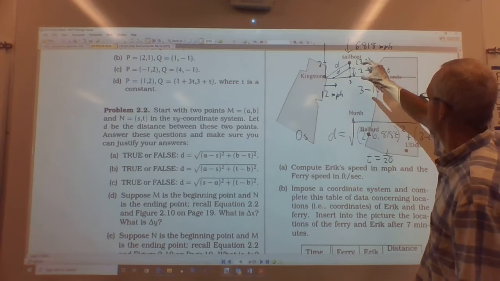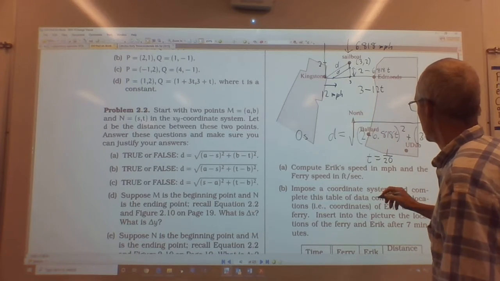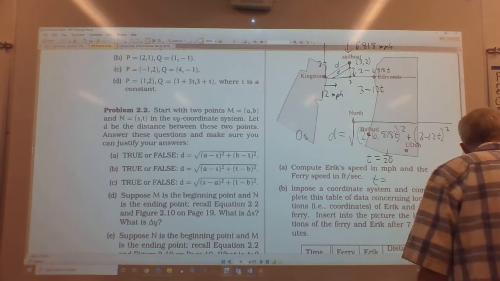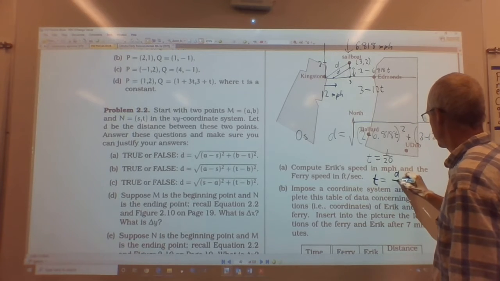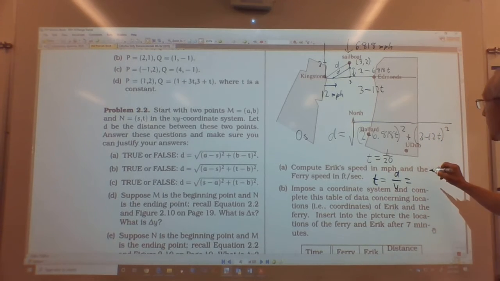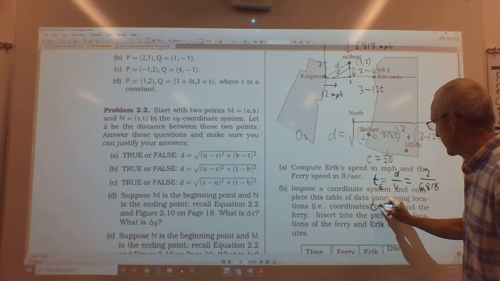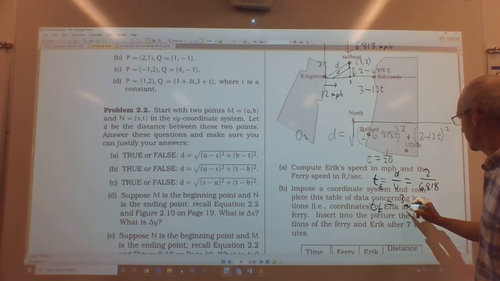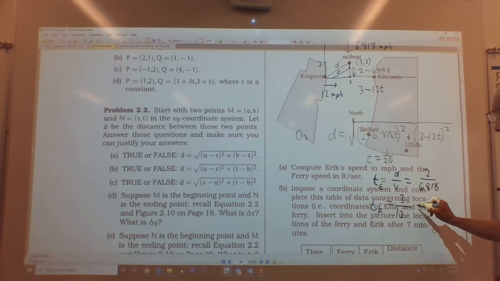So are they going to catch the ferry? We can figure that the distance there is 2 miles. So how long does it take Eric to go 2 miles? So the time for Eric is the distance divided by his velocity. He's got 2 miles due south to go, divided by 6.818. So that's the time for Eric. The time for the ferry to get right there, the ferry has 3 miles to go, divided by 12 miles per hour. Okay, I can do that in my head.